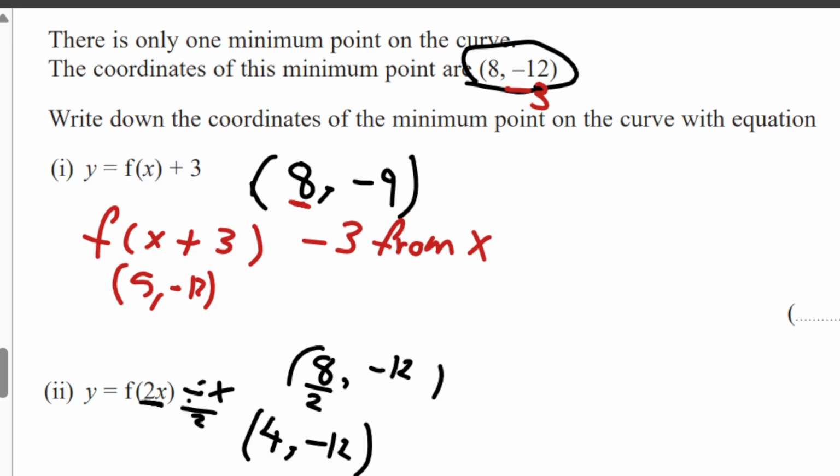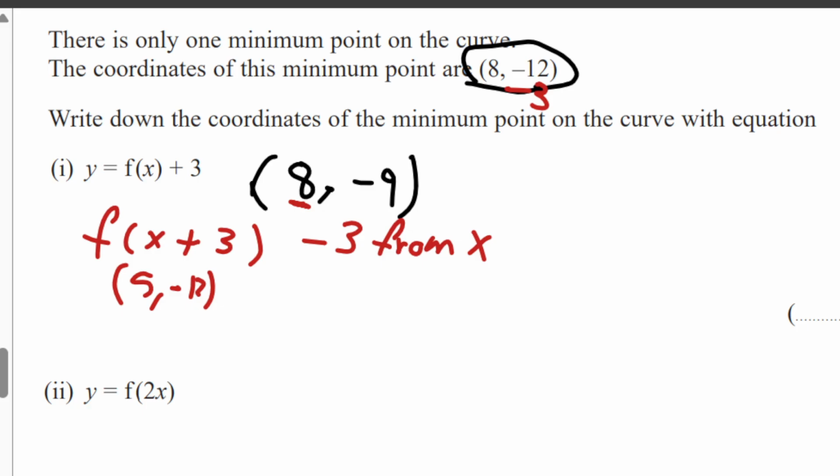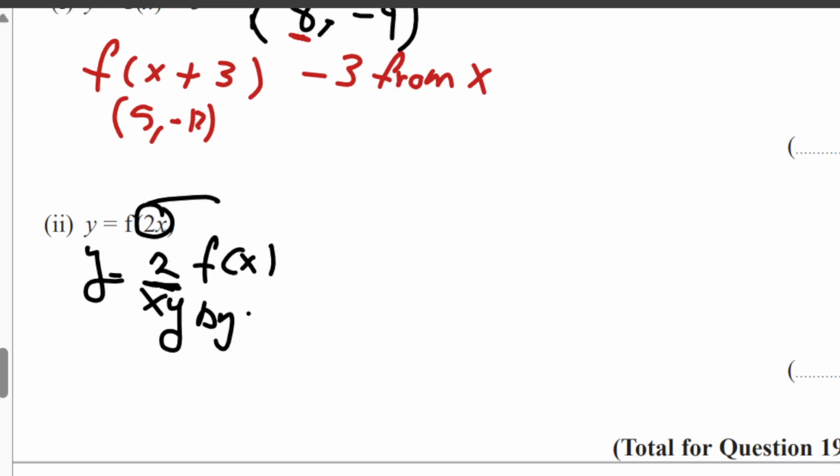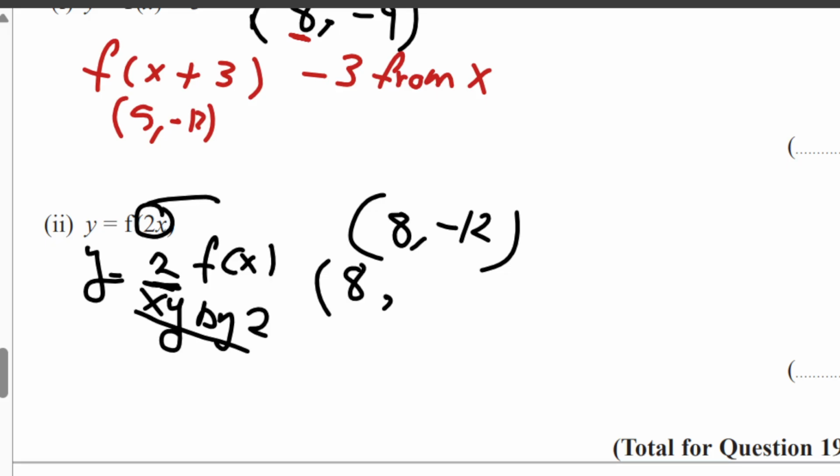Okay. Now here, what if the 2 was outside? What if the question says y equals 2 f of x? If the 2 is inside like this, we divide the x by 2. If the 2 is outside, you multiply the y by 2. So instead of 8 and -12, we don't change the x, we just leave it, and we multiply the y by 2. -12 times 2 is -24.